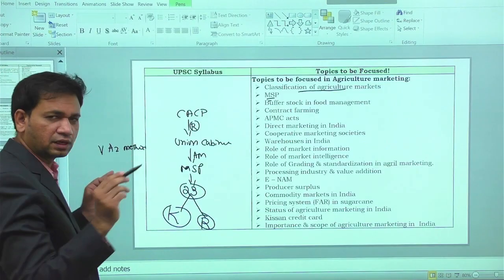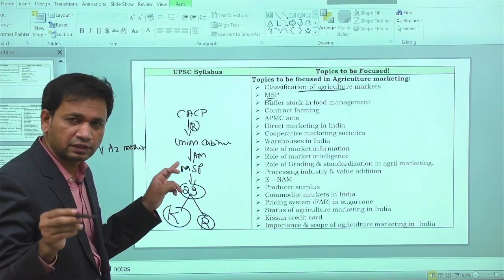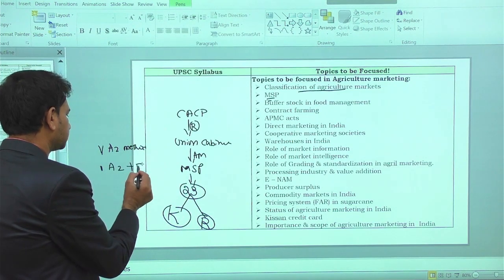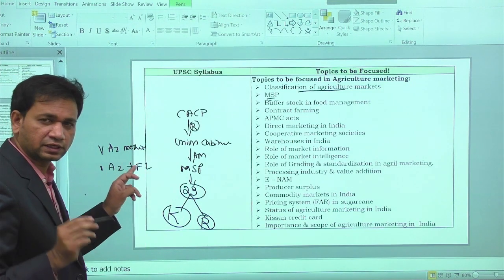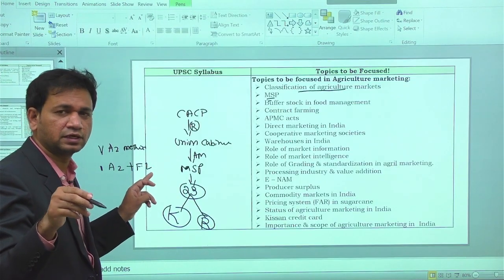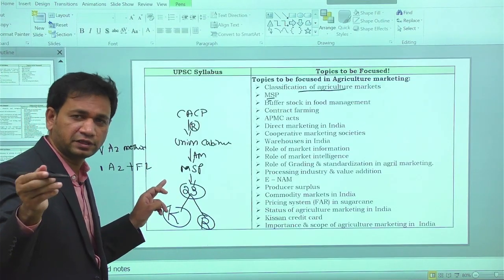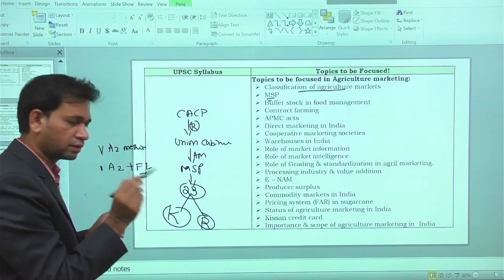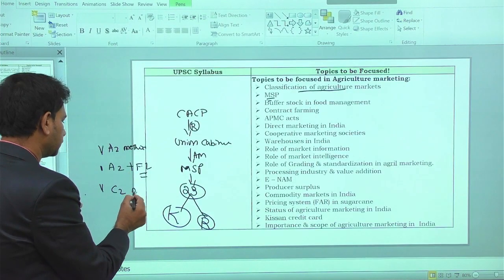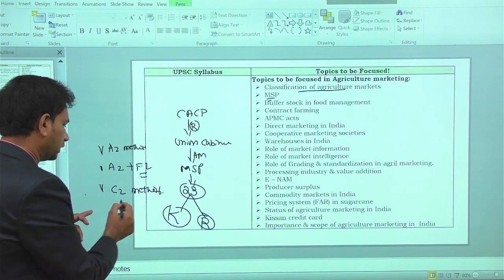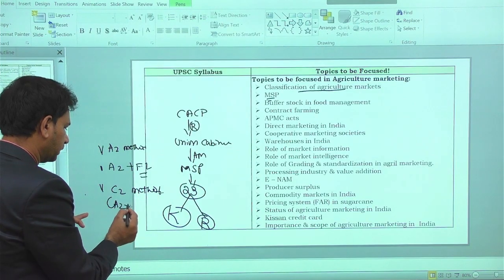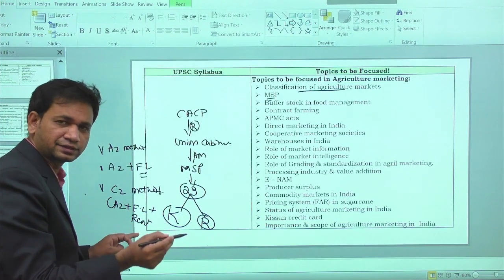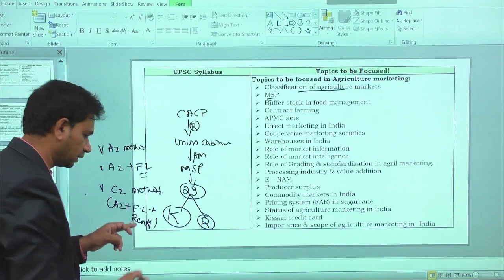A2 method means all the input costs which are incurred in the cost of production. Another is the A2 plus FL method: all the input costs plus the economic value of family labor, because in India most of the family members spend time in the farm. That economic value is also taken in terms of family labor. Another is the C2 method, the computed cost method. It includes all the cost of A2 plus FL plus rental value, rent of electricity, equipment, irrigation; all the rent is covered here.